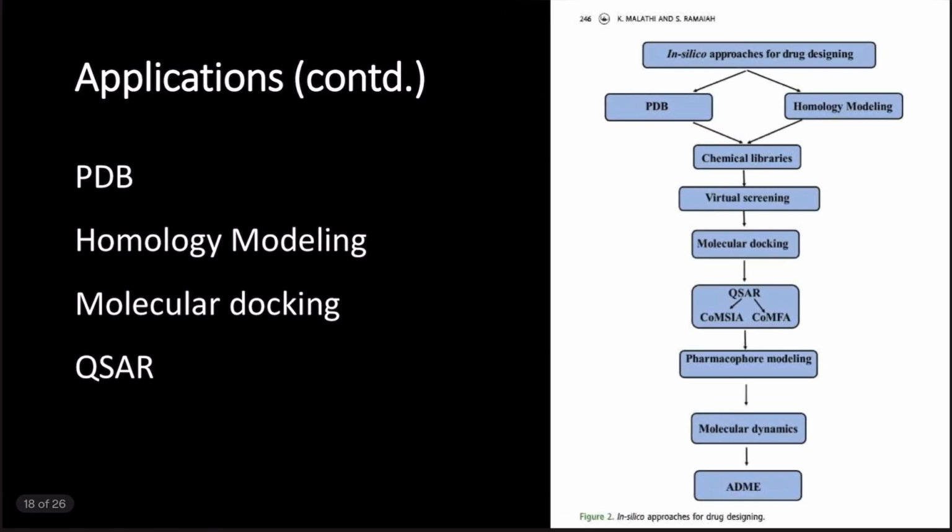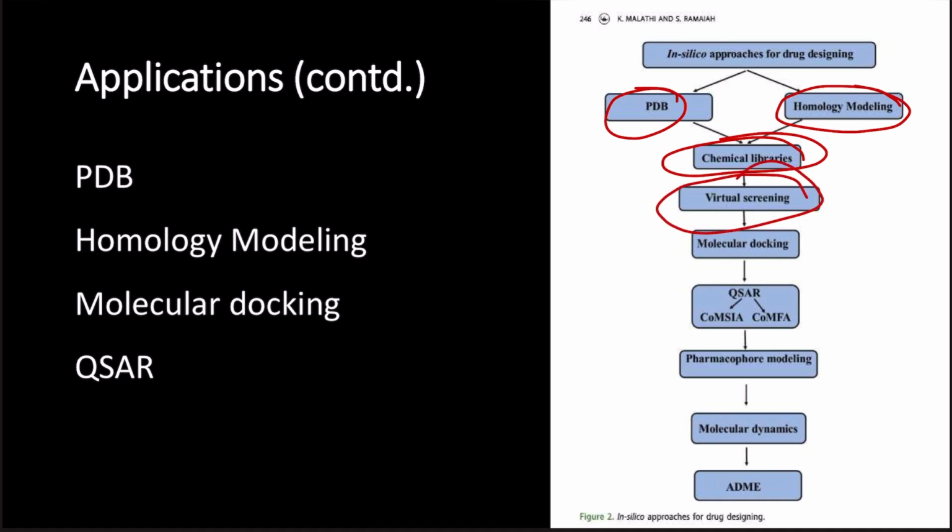Now coming to the flowchart of the in silico approach for drug designing. In this we have the protein data bank and we have homology modeling. In homology modeling, basically we derive the 3D structure of the protein from the amino acid sequences, and the protein data bank provides us access to different types of proteins and their structures. This is stored in chemical libraries, and with the help of that we do virtual screening, that is we are trying to find the molecules which actually fit the target site of the molecule, which is thought to mediate a better effect.